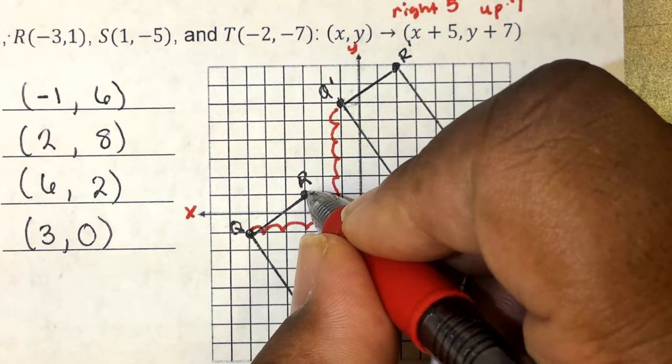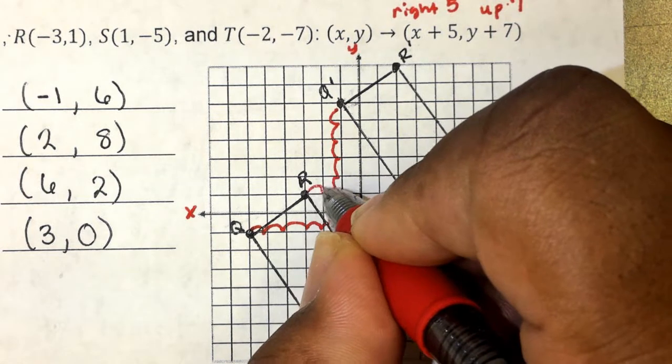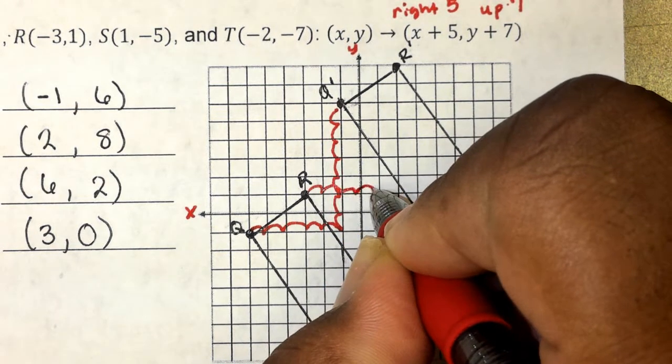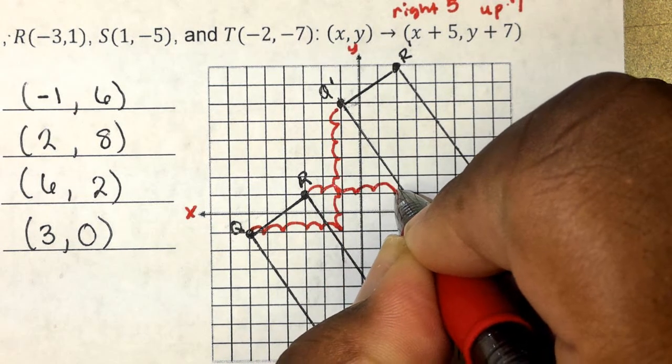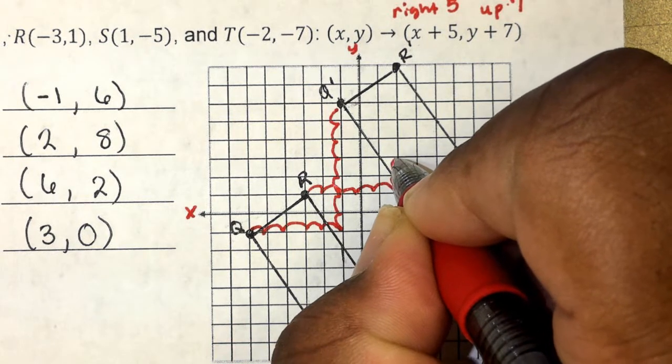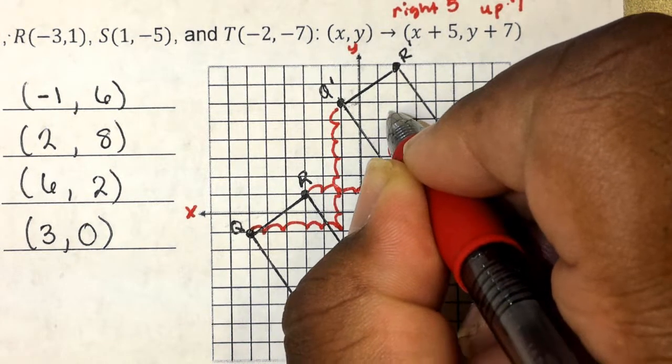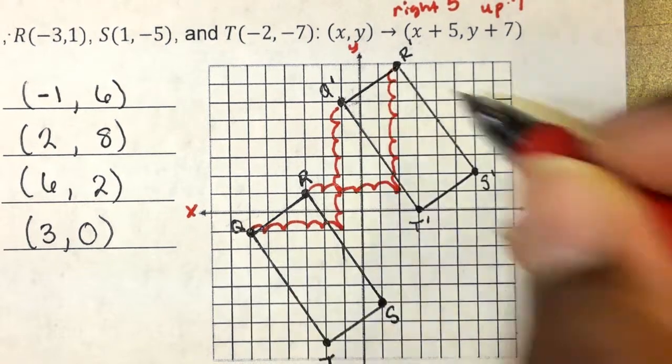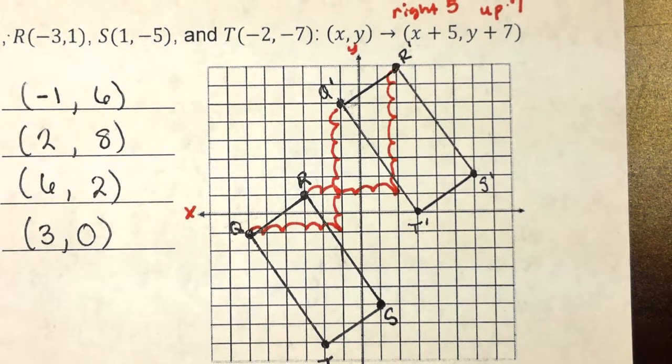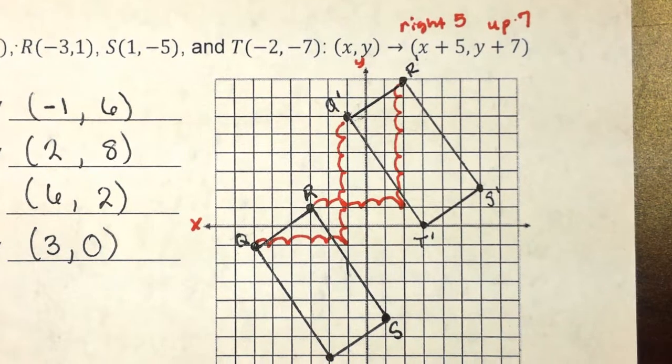So I would start with R next and do the count: 1, 2, 3, 4, 5. Then I would have gone up 7: 1, 2, 3, 4, 5, 6, 7. And that would have landed me where my R' is. You just have to once again count it 4 times.